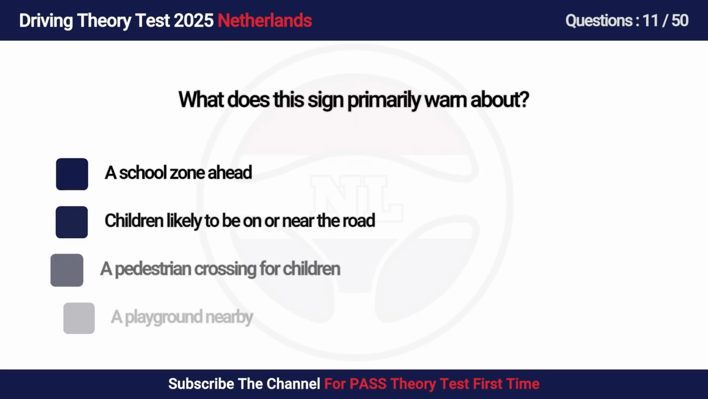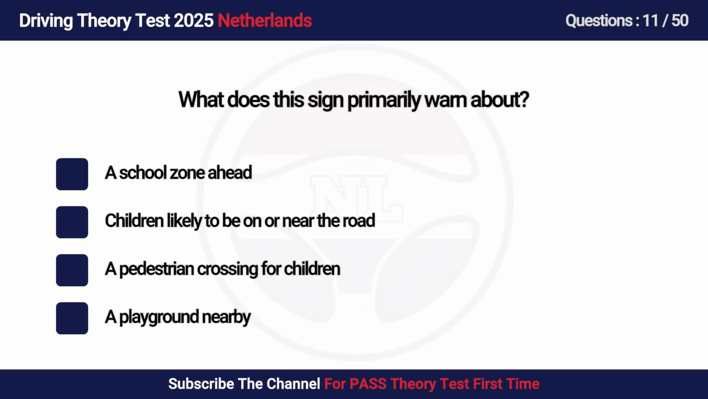Question 11. What does this sign primarily warn about? A. A school zone ahead. B. Children likely to be on or near the road. C. A pedestrian crossing for children. D. A playground nearby.